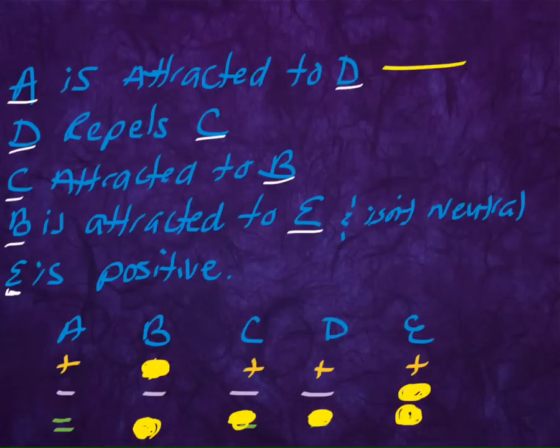So back to the top again. A is attracted to D. Still nothing. D repels C. Okay, still nothing. C is attracted to B. Oh, shoot. I think we found something else. Because if C is attracted to B and B is negative, then C cannot be negative. All right, so now, where were we? B is attracted to E.